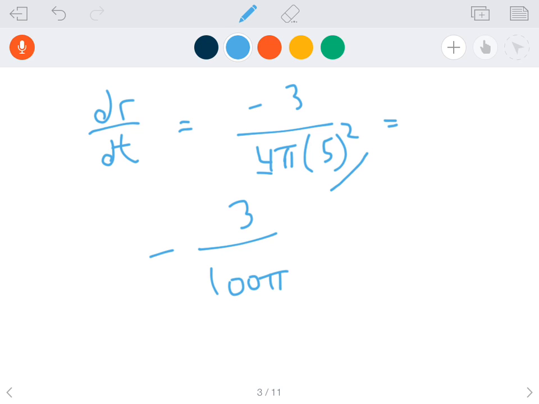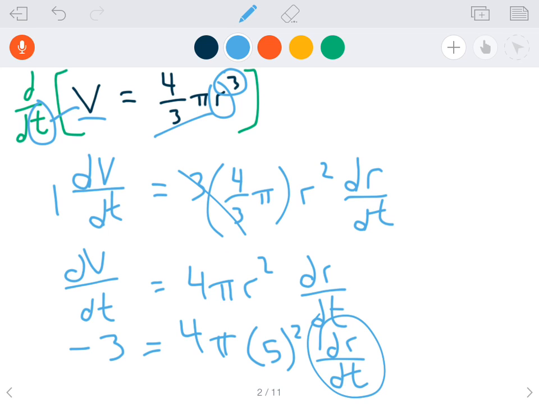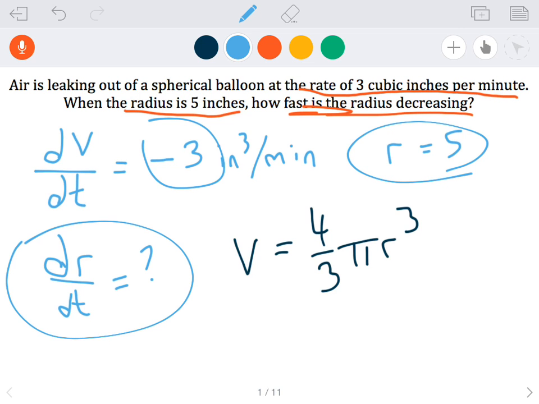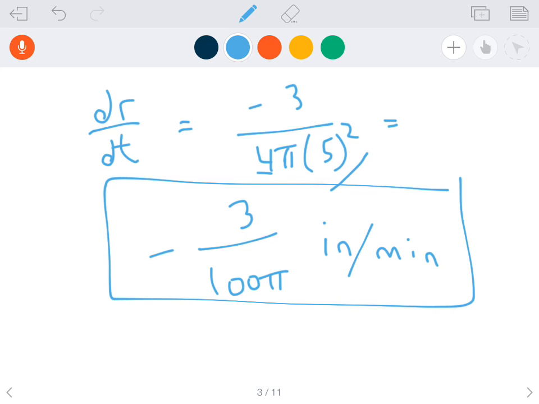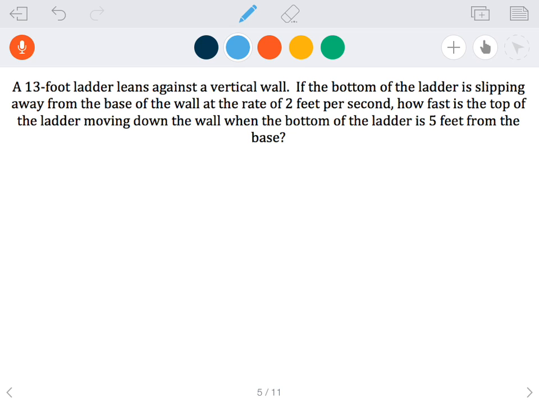Now don't put a box around your answer until you have given this units. Think about what your units are. It's asking for how fast is the radius decreasing. I'm in terms of inches and minutes, so my radius is decreasing, that's my negative, 3 over 100 pi inches per minute. Do not give me an answer without units. Wasn't that fun? I know it was. Let's do another one.